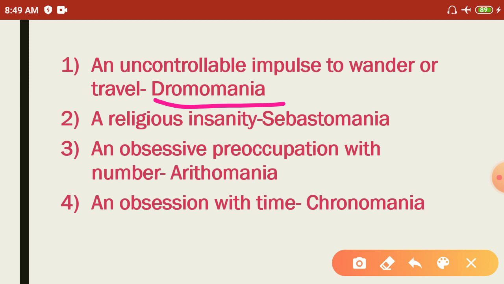Coming to the third one, an obvious preoccupation with number, arithmania. See, everybody knows about arithmetic, isn't it? Arithmetic means it is definitely math. When you are talking about math, definitely number. So a weakness and enthusiasm towards the number, that is known as arithmania.